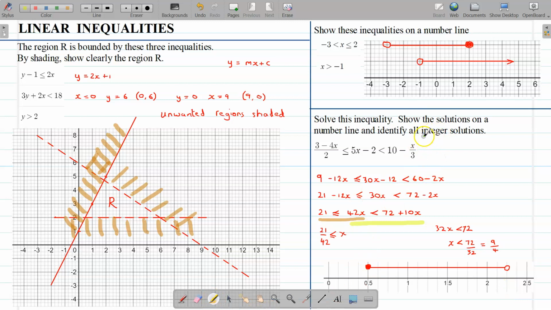Okay, so the integer solutions are going to be, well, 1 and 2. They're the only two whole numbers that lie in that range. So I just need to state integer solutions, x equals, okay, and we sometimes just put them in sort of curly brackets like that, 1 and 2. Okay, and that is the answer. So you just got to be careful with these, and at some point it's often easier to work in two separate parts.